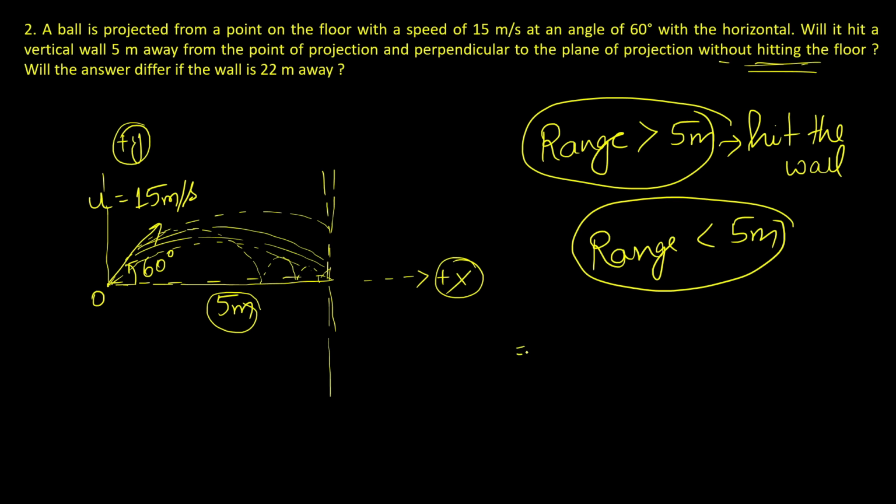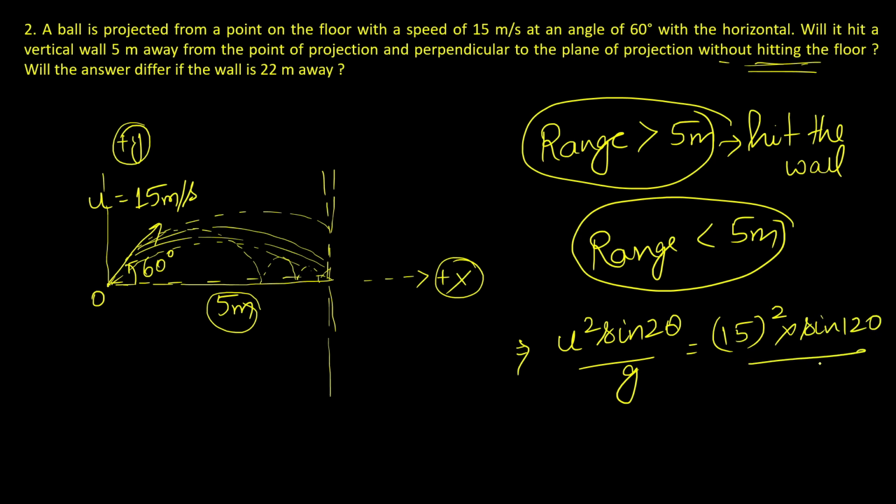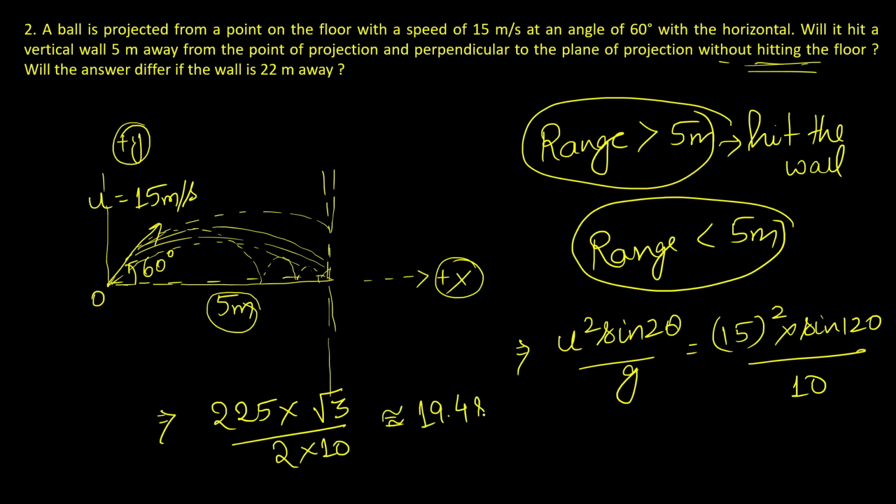So let us find the range at first. The formula for range is u square sine 2 theta upon g. Here u is 15, so 15 square multiplied by sine 2 theta, theta is 60, sine 120, upon g, let us suppose 10. So that is equal to 225 multiplied by sine of 120, which is root 3 upon 2, divided by 10, approximately equal to 19.485 meters.